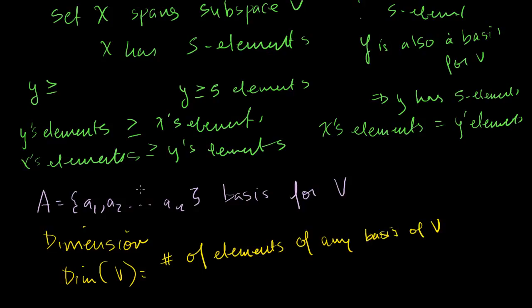And I went through great pains in this video to show that any basis of V has the same number of elements, so this is well defined. You can't have one basis that has 5 elements and one that has 6. By definition, they would either both have to have 5 or they would both have to have 6. And so we can define our dimensionality.